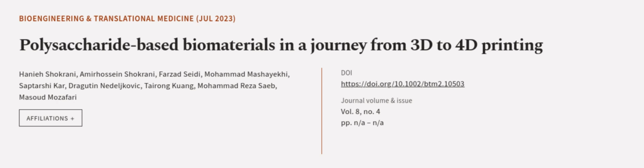This paper compares 3D and 4D printing technologies, summarizes the literature on biomaterials engineering through printing techniques, and highlights the challenges associated with 3D/4D printing, as well as the role of polysaccharides in the technological shift from 3D to 4D printing for translational medicine. This article was authored by Hanieh Shokrani, Amirhossein Shokrani, Farzad Seidi, and others.